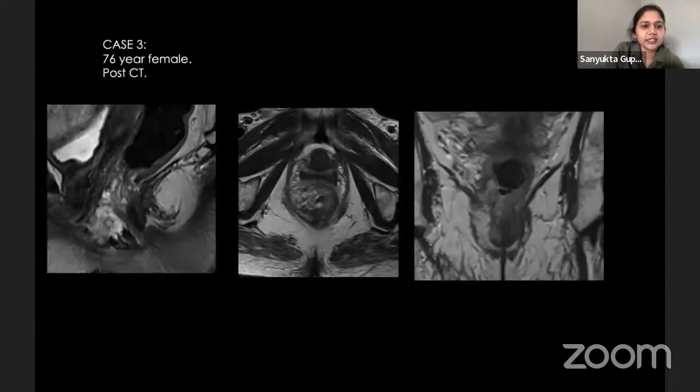Next, a post-CT scan of a 76-year-old female, but here I have included this case just to show the mucinous component of the mass and to show the sphincter invasion.